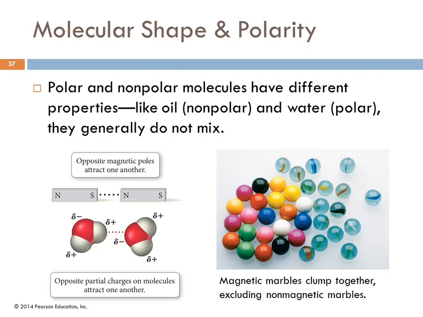What happens with the polar molecules, here's a diagram of water, it's got a partial negative end and a partial positive end. The positive end of one molecule is attracted to the negative end of another molecule. Just like these magnetic marbles are attracted by the north and south poles. And so there's this force of attraction between them.